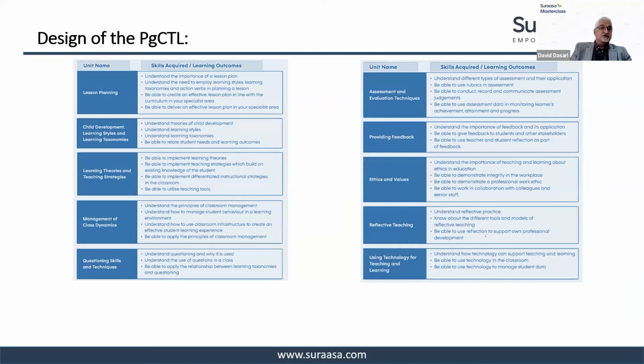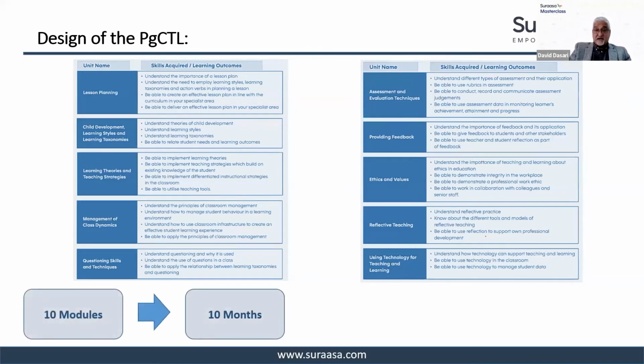It offers you 10 modules that cover a wide range of pedagogy-related skills, which is teaching and learning, going back to things like lesson planning, reflective teaching, the management of your class, and how learning theories are implemented to improve learning, and so on. So in essence, the PGCTL is 10 modules. It's 10 months at a minimum.